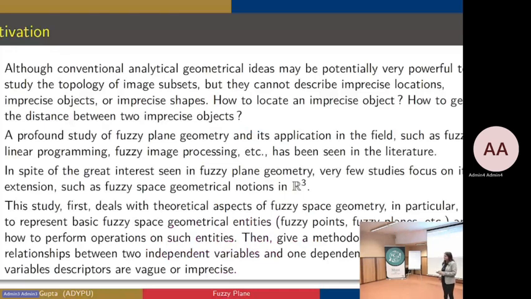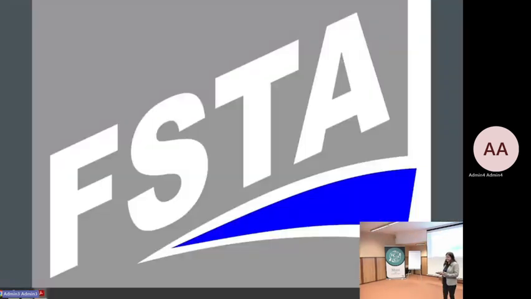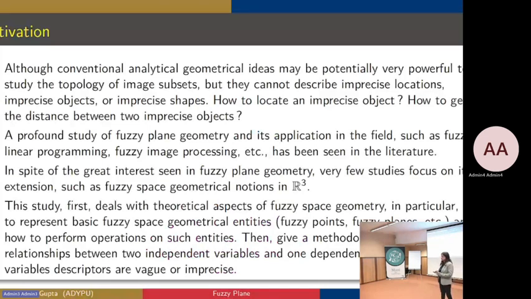Suppose we already know the conventional ideas of classical geometry, but what if the data is imprecise, and how do we locate an object near any point, and how do we find the distance when the data is imprecise? This type of idea cannot be handled by conventional analytic geometry. So that's why it is needed to describe what a fuzzy space geometry is.